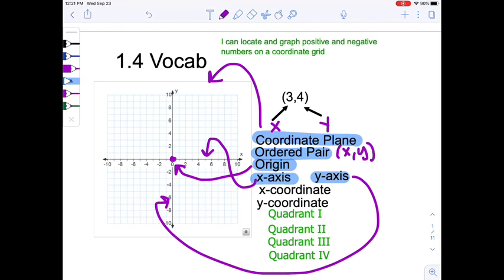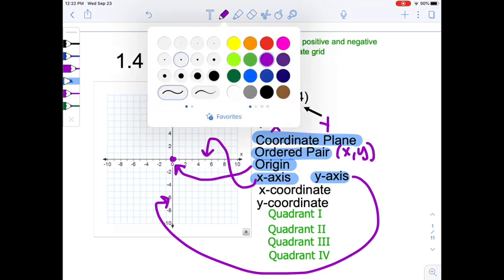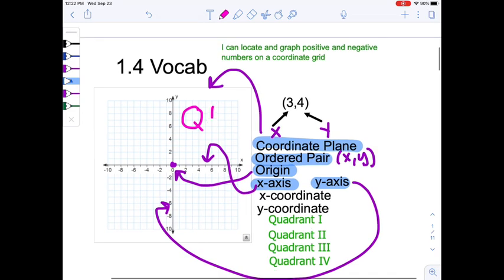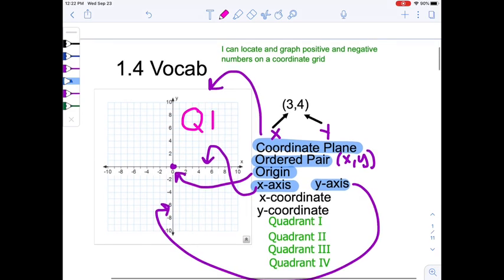Then we have quadrant 1, 2, 3, and 4. I'm fine if you write them as Roman numerals, or if you write the number, either way works for me. So quadrant number 1 is the box where both x and y are positive numbers. Quadrant number 2 is to the left of that.